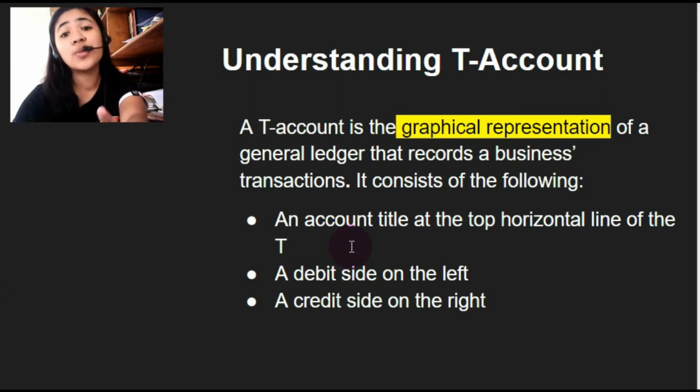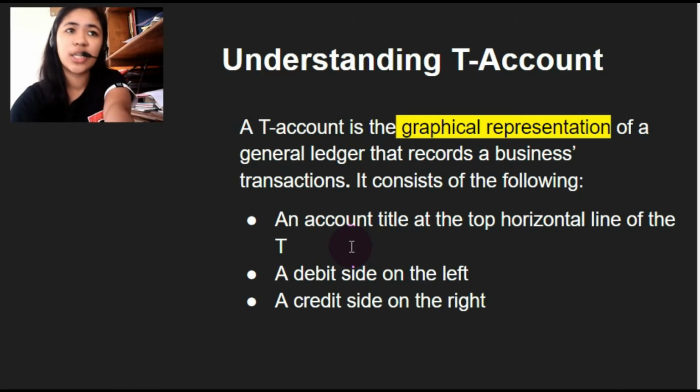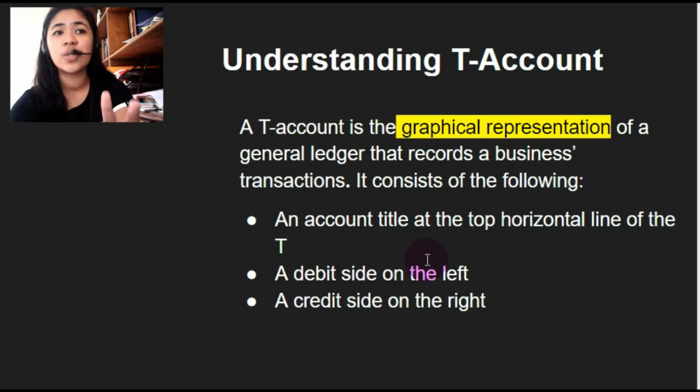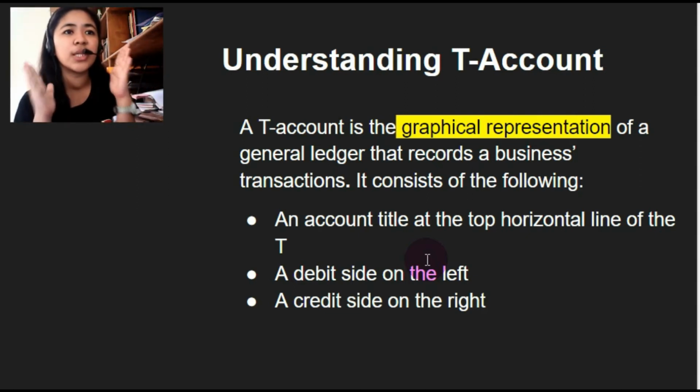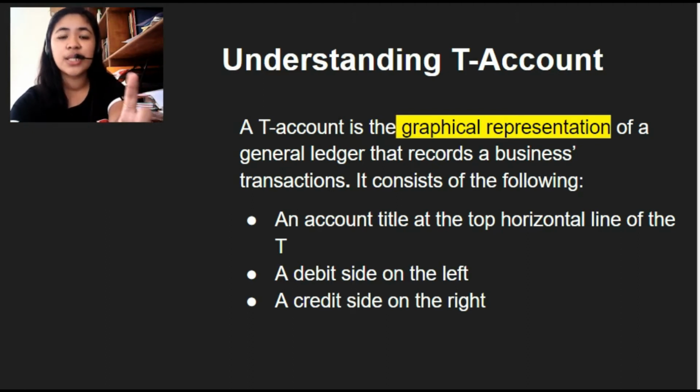So a T account is also a graphical representation of a general ledger that records a business's transactions. It already told you that it consists of the account title, debit on the left, and credit on the right. Always remember that a T account has the account title on top, then the debit side on the left, and the credit side on the right. Okay? So a T account is an informal term for a set of financial records that use double entry bookkeeping. It is called a T account because the bookkeeping entries are laid out in a way that resembles a T shape. The account title appears just above the T. Underneath, debits are listed on the left and credits are recorded on the right.